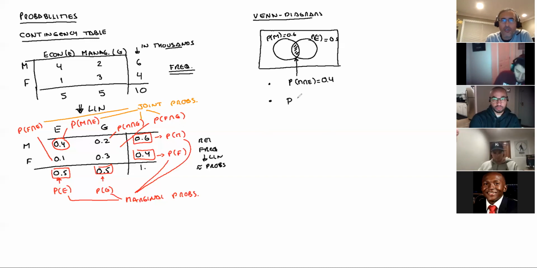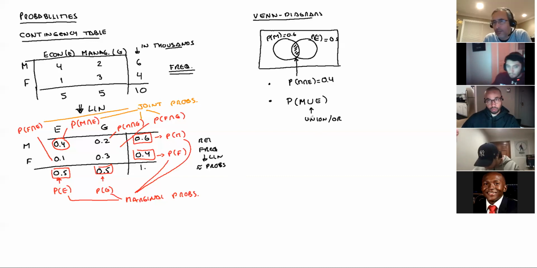No, guys, I need you to understand this one here. This is the union, also read as "or". So what is the probability of finding a male or an economist? I just care about male, or an economist, so it doesn't need to be male and economist. Make sense? Graphically, if you look at your Venn diagram, it should be all this area here. This is my union, correct, guys? Everyone understands that?